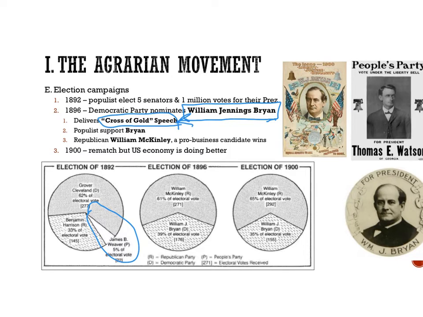Nonetheless, that makes the Populists vote for Bryan. Populists and the People's Party, they're not going to run anybody. They're going to say, hey, this is our guy, William Jennings Bryan. He's got the same stuff we believe. This time it's a major party running with the idea, and we've got a chance. So they're going to vote for him.